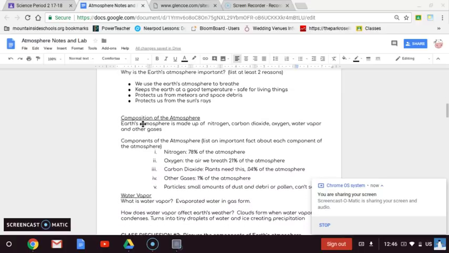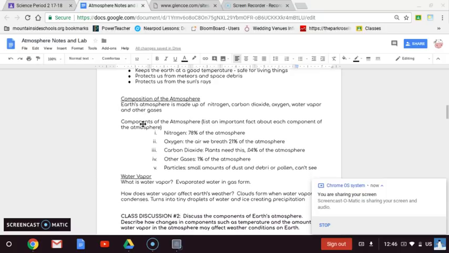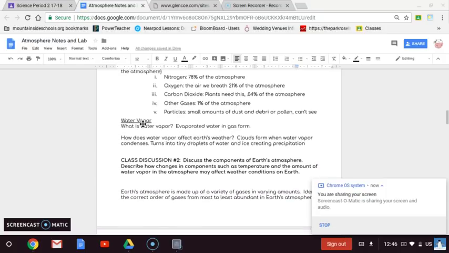Remember that the atmosphere is going to be made out of more gases than just oxygen. In fact, there's more nitrogen than there is actually oxygen in our atmosphere. There's 78% nitrogen, 21% oxygen, 0.04% carbon dioxide, and 1% other gases. Water vapor is also going to play a major role in our atmosphere.